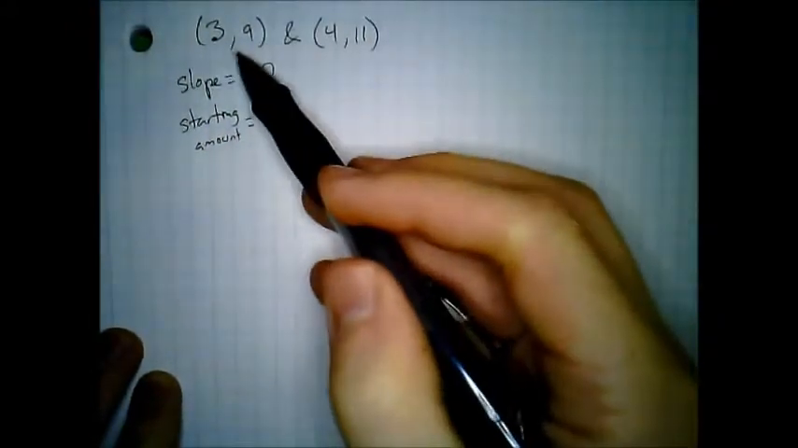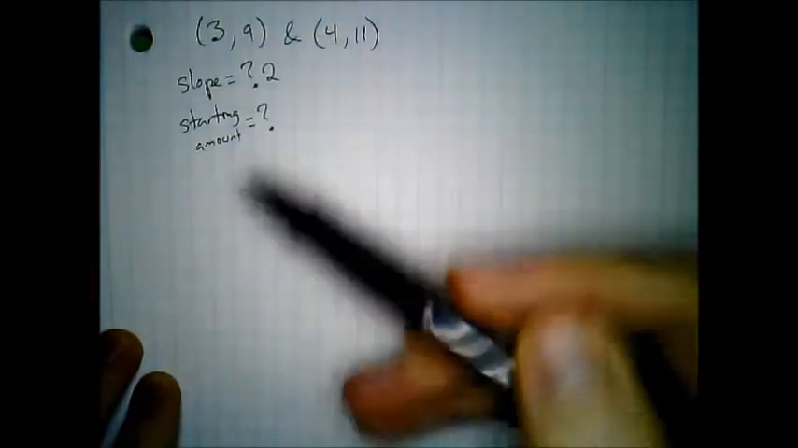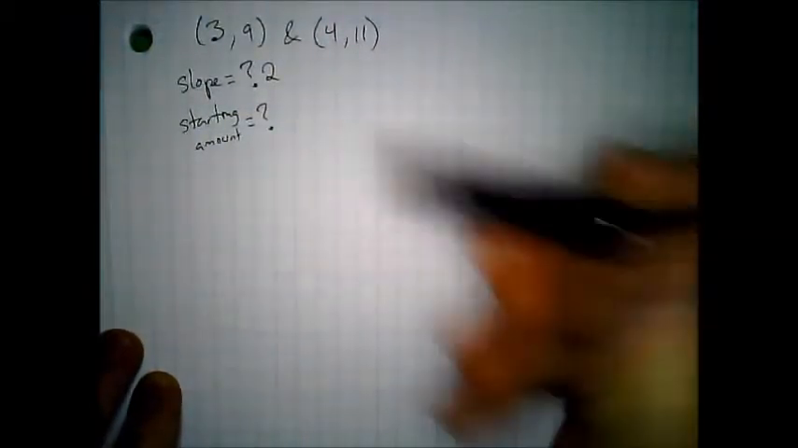Okay, we're adding 2 tiles to get from figure 3 to figure 4, because 9 plus 2 is 11. We're adding 2 tiles each time. Okay, our delta y is 2 and our delta x is 1.